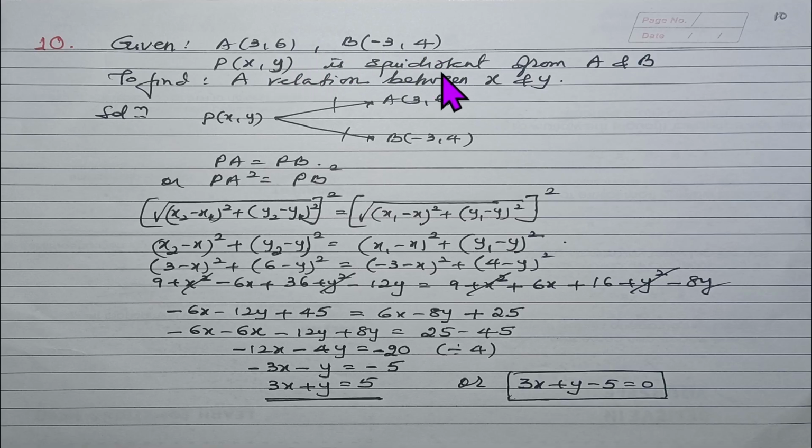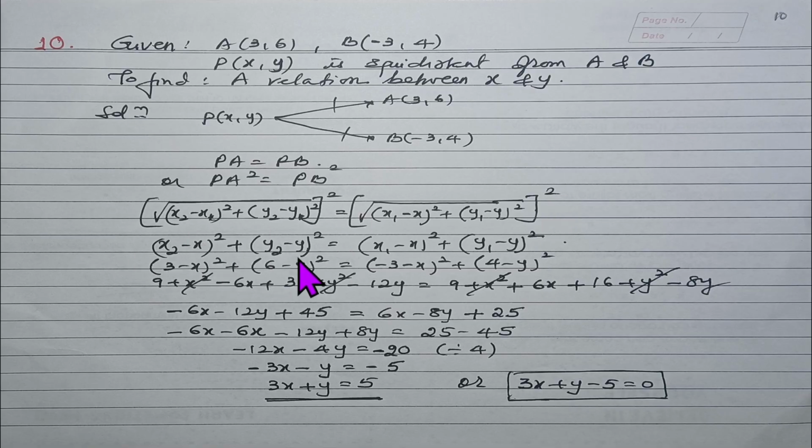Now coming to the 10th example, we are given points A and B as (3, 6) and (minus 3, 4). P(x, y) is equidistant from A and B, that means PA is equal to PB. Now we have to establish a relation between x and y, because there are two unknowns here. Very simple again. Now PA is equal to PB, that means PA square is equal to PB square, or the distance formula square is equal to distance formula square.